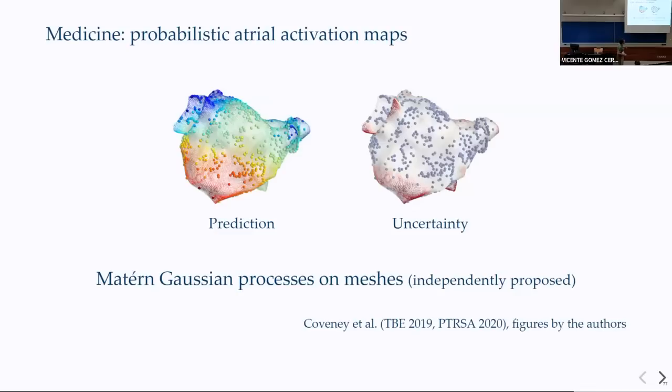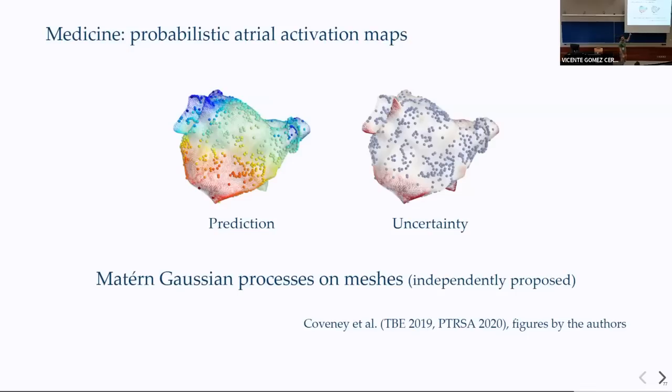So this is something that people do, and it is also very exciting to see applications of geometric probabilistic modeling in medical applications. And this one and the last one are all about geometric Gaussian processes.